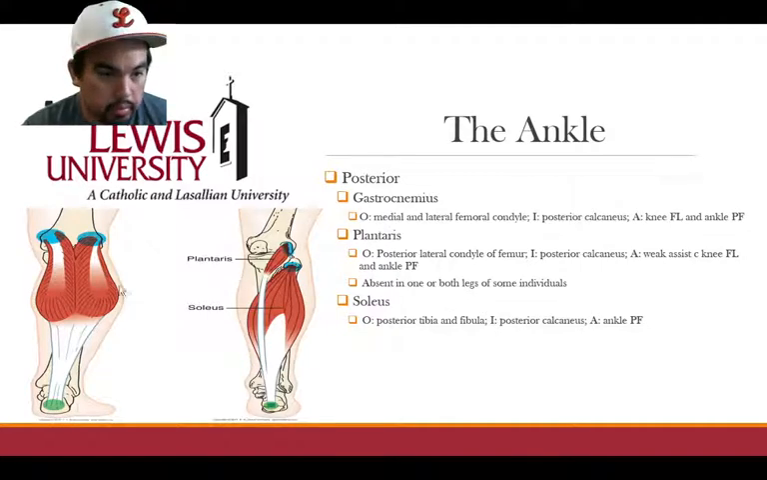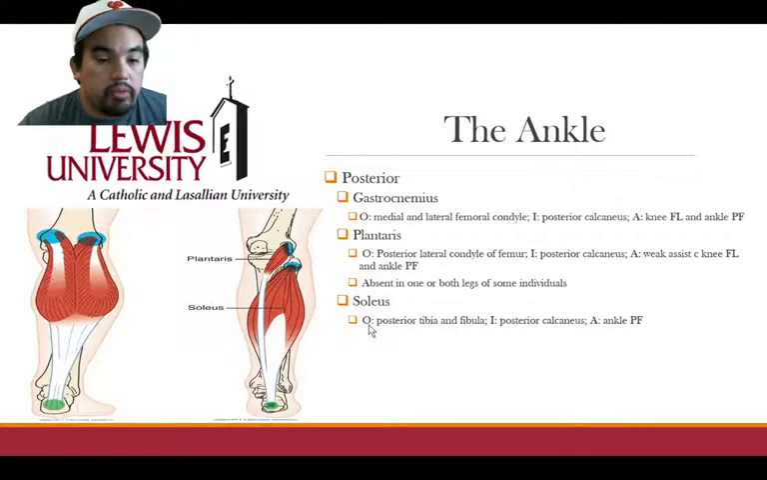So the posterior compartment is the gastrocnemius, the plantaris, and the soleus muscle. Now in lab we palpated the gastroc and the soleus, right? So the gastroc, as we identified in class, originates on the medial and lateral femoral condyles, and it inserts on the posterior calcaneus down here. It's responsible for knee flexion and ankle plantar flexion. Okay. The soleus originates at the posterior tibia and the fibula back here, and it inserts on the posterior calcaneus, and it does ankle plantar flexion.